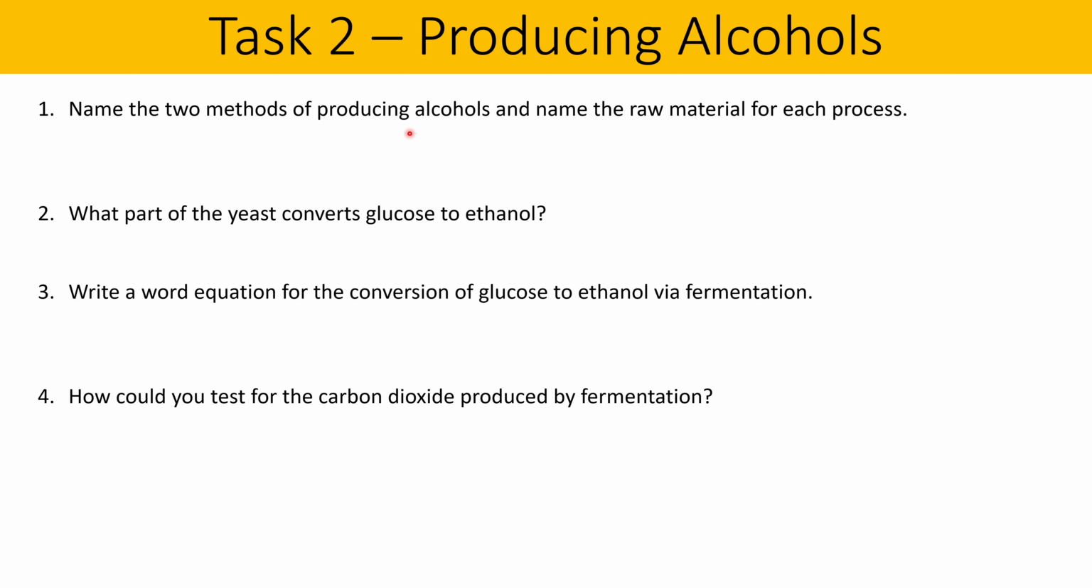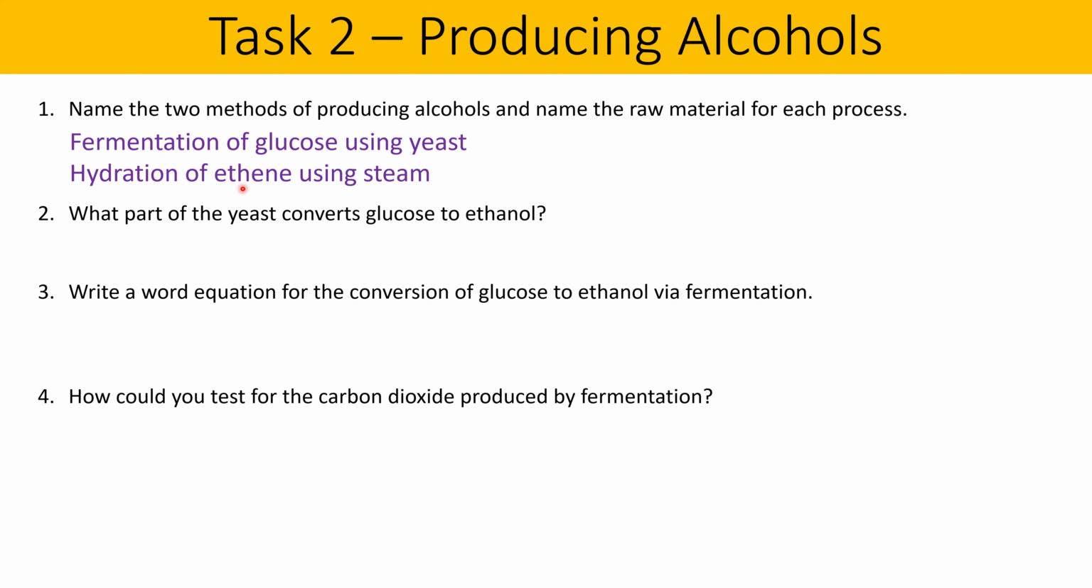Right then, so the two methods of producing alcohols and the raw material for each process are fermentation of glucose using yeast and hydration of ethene using steam. And the raw material, apologies, I didn't put it on the slide. The raw material for fermentation of glucose using yeast is sugarcane, which is a plant, and the raw material for the hydration of ethene using steam is crude oil. The part of yeast which converts glucose to ethanol is the yeast enzyme. The word equation for the conversion of glucose to ethanol via fermentation is glucose goes to form carbon dioxide plus ethanol.